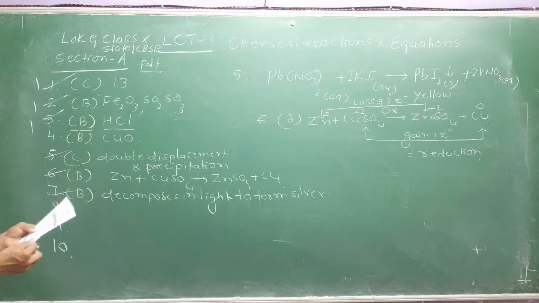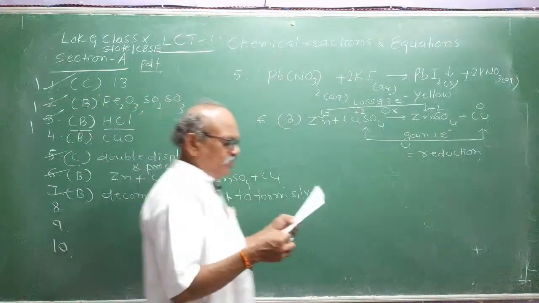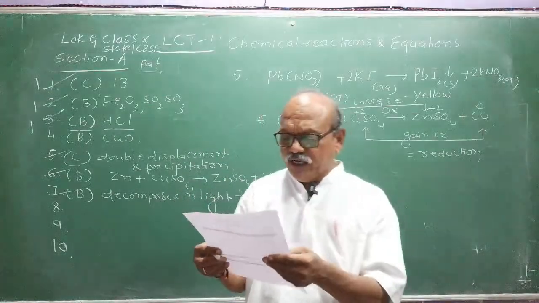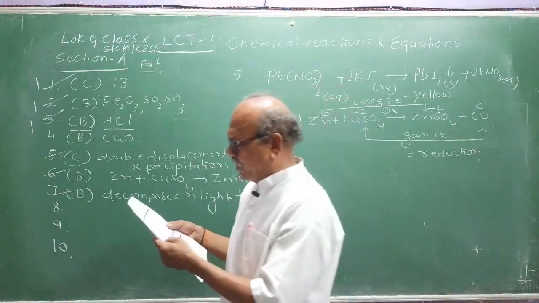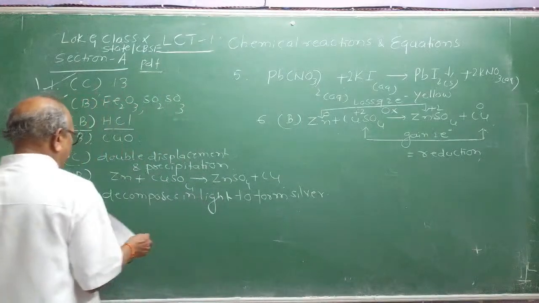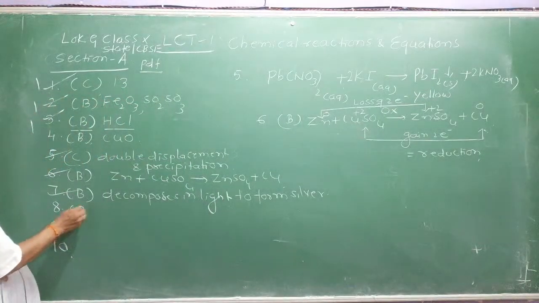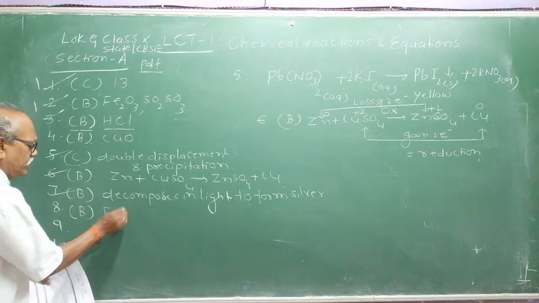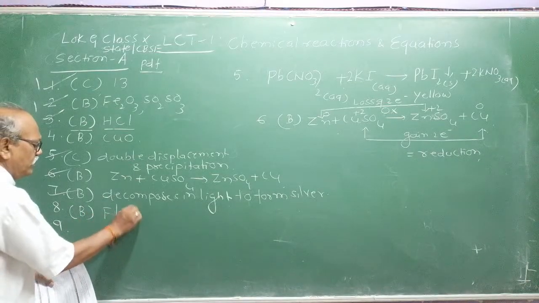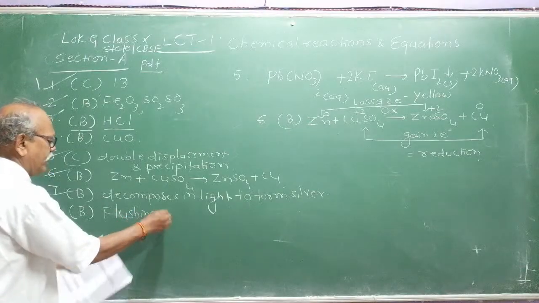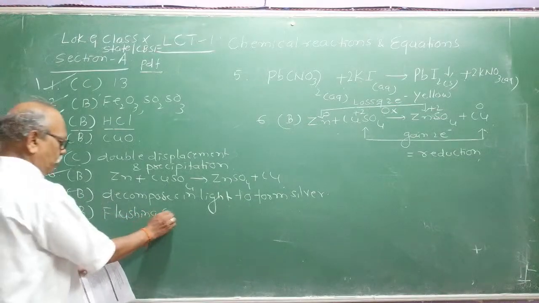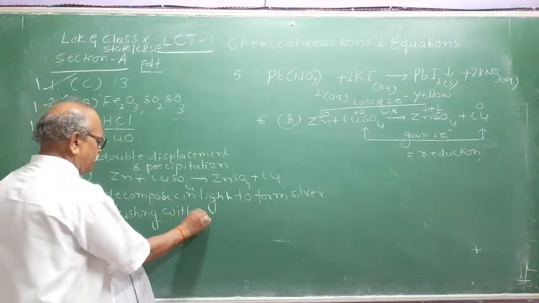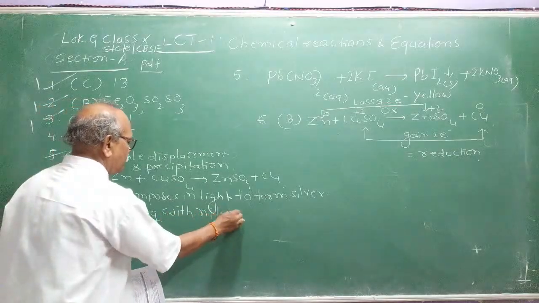8th question. Which method slows rancidity most effectively in packets of potato chips? See, I discussed rancidity in packets of potato chips in the last class. Flushing with nitrogen, because nitrogen is not chemically reactive. Flushing with nitrogen gas is the correct answer.